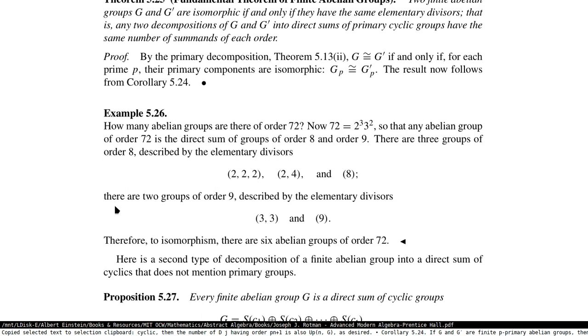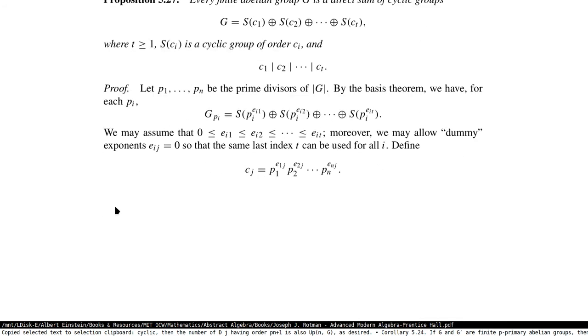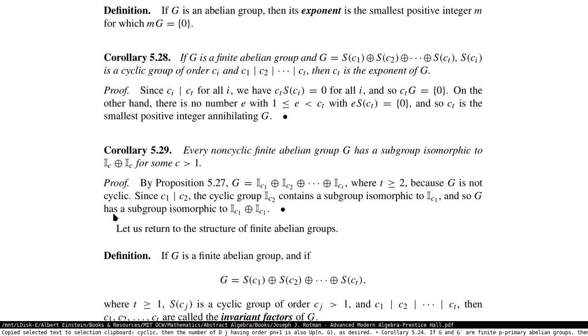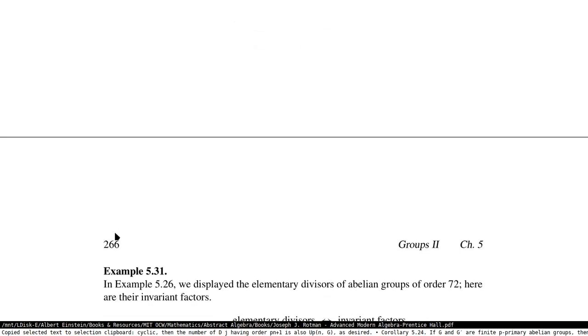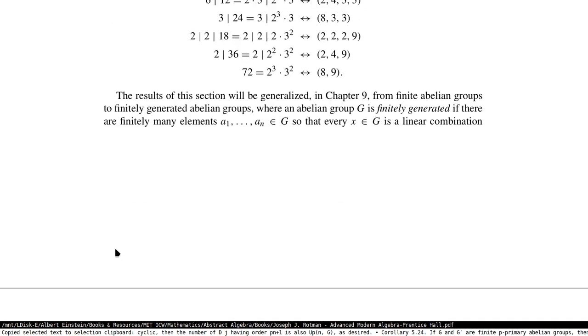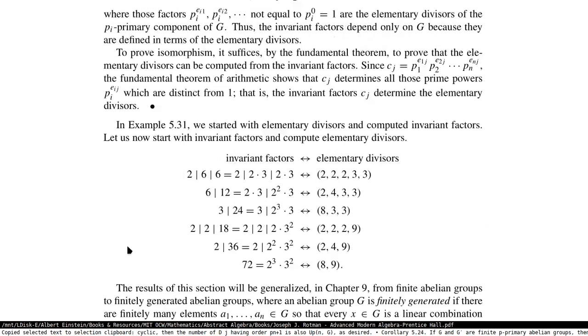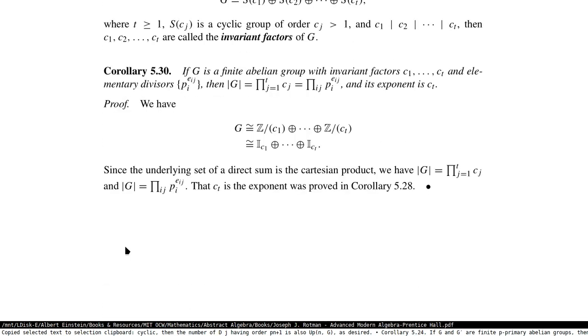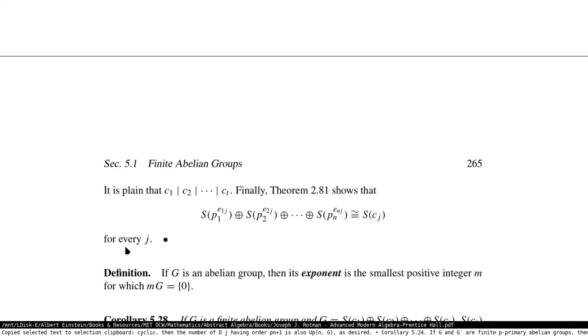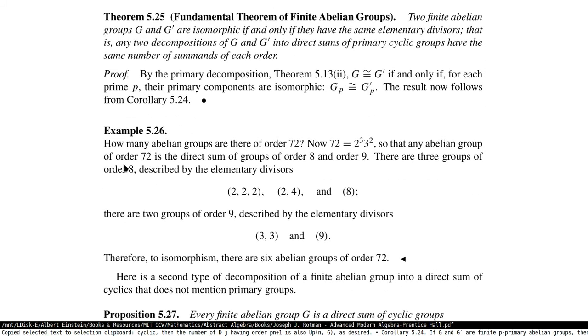Okay, let's look at this example. Or maybe after this it still goes on: exponent, invariant factors, whatnot. I don't think we'll go through this. The fundamental theorem was enough. But let's go to this example in terms of numbers. How many abelian groups are there of order 72? Well, 72 is 2 cubed times 3 squared, so any abelian group of order 72 is the direct sum of groups of order 8 and order 9.